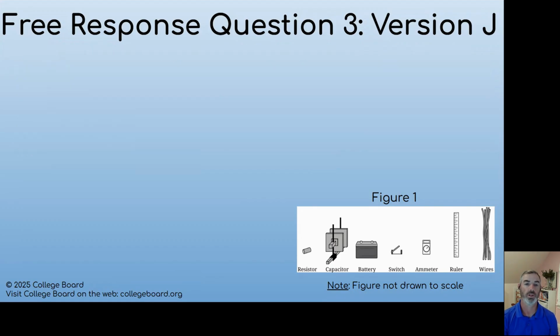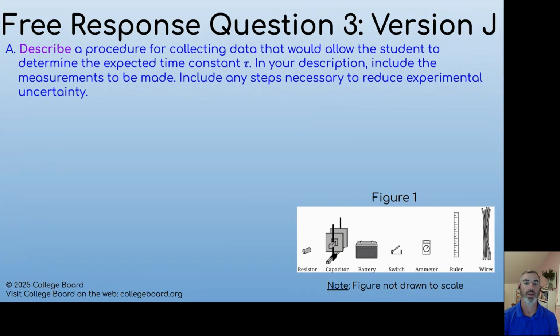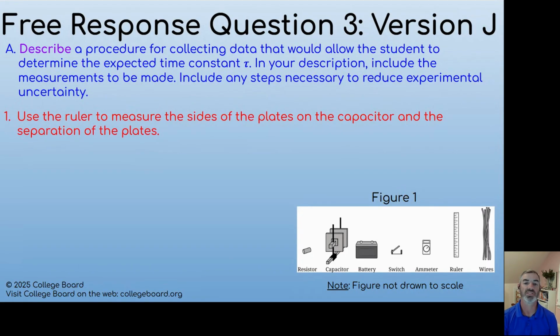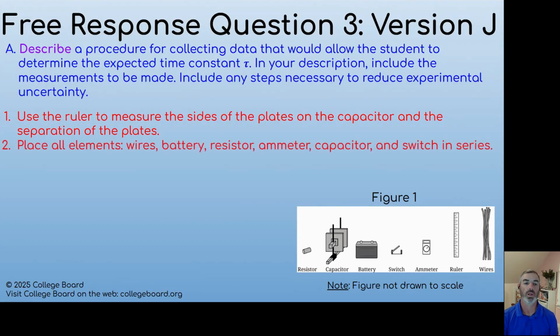So the first thing we're going to do in describing the procedure is take the ruler and measure the sides of the plates of the capacitor as well as the separation between the two plates, so we have values we can calculate the capacitance. Then we're going to place all the elements, the wires, battery, resistor, ammeter, capacitor, and switch in series. And we're going to leave the switch open so that no current can flow through immediately.